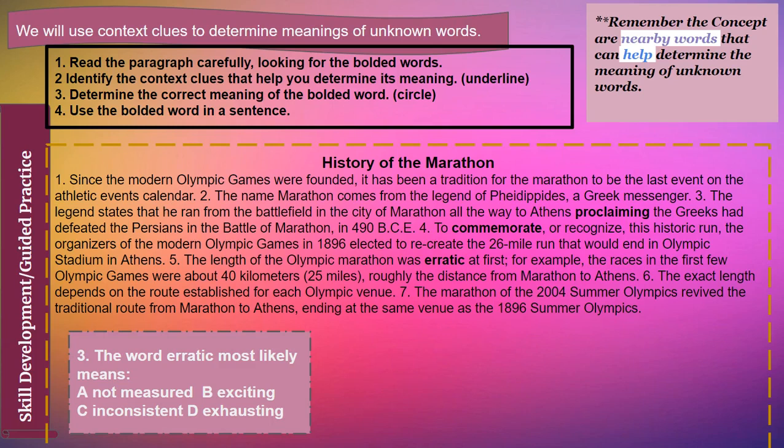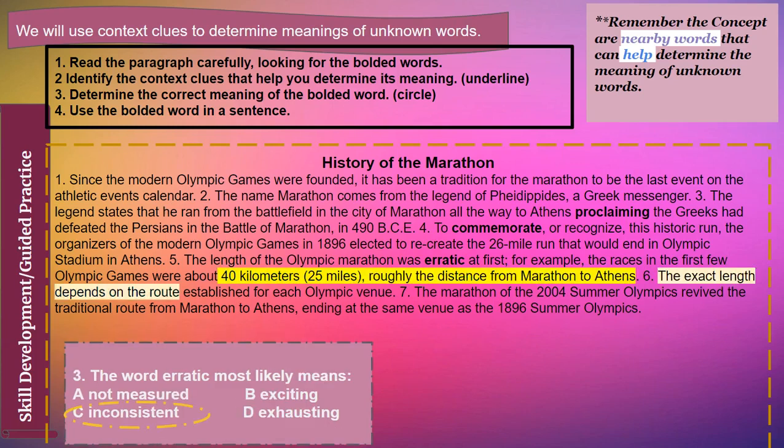And the reason why I say this is because if we look at 7, it says they revived the traditional route. So if I were to use context clues, again, I'm looking at the miles, I'm looking at the distance, and then it says the exact length depends on the route. So it's not consistent. It's not consistent at all.